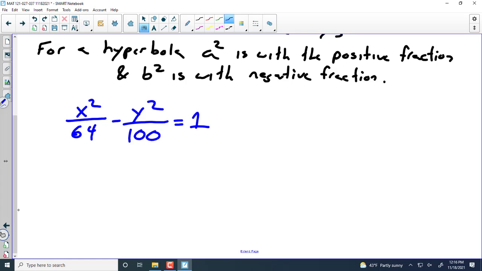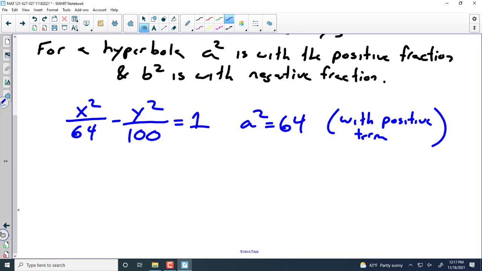Which one is a squared? 64 or 100? Which one is a squared? 36.